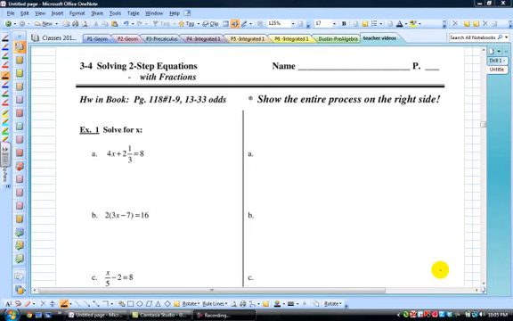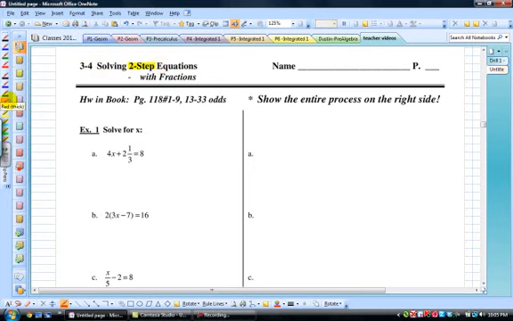Hey everyone, this is Mr. Ainsworth, and we're in Integrated 1, Chapter 3, Section 4, and we're going to go through how to do some two-step equations here. Nothing more than what we did last time, just a couple steps this time, okay? We call them two-step equations because they involve two different operations.